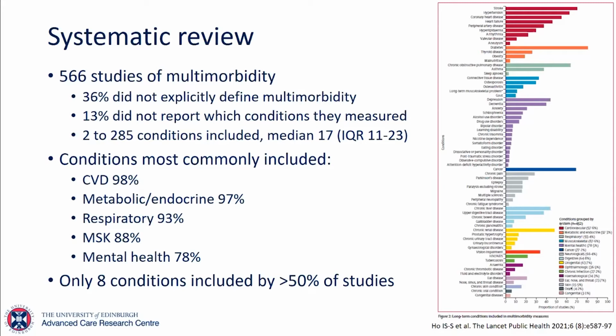And no mental health condition is included by more than half of studies. So if you look on the right, in the purple, the two most commonly included mental health conditions are depression and dementia, but neither of them is included by more than half of studies. So there's an enormous variation in what people are including, and that makes any comparison really, really difficult.